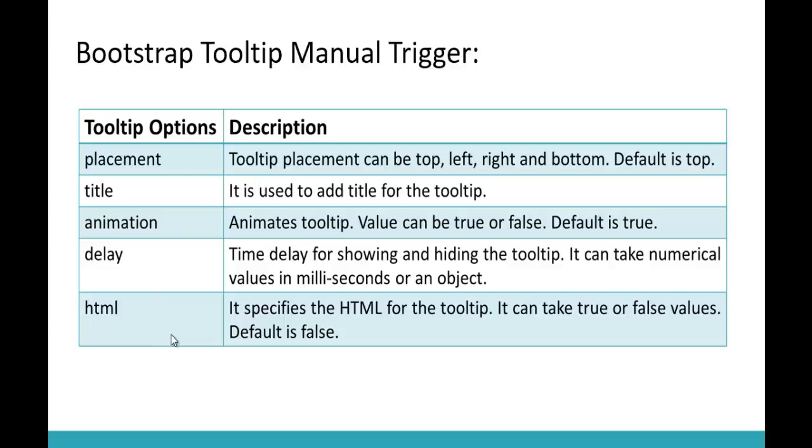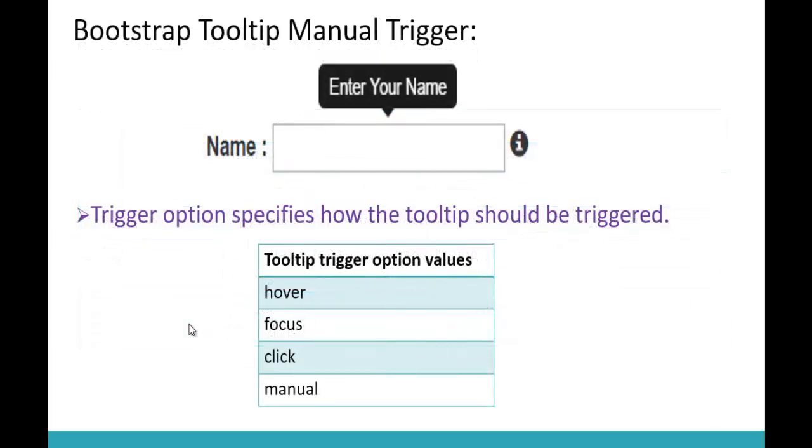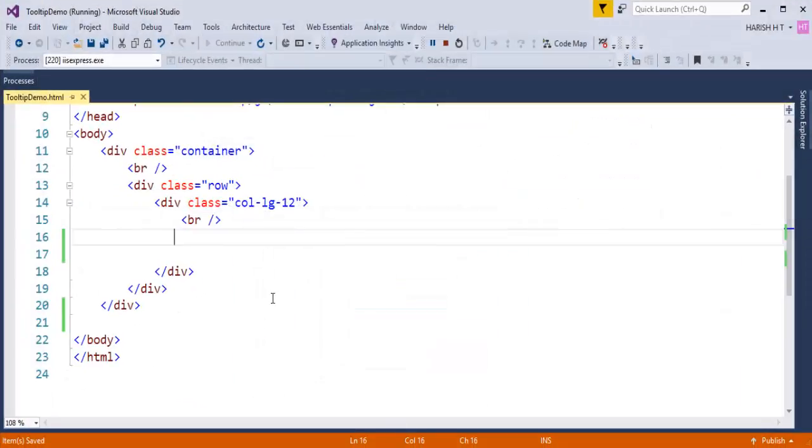But in this session we are going to learn another important option, that is the trigger option. What is this trigger option going to do? This trigger option specifies how the tooltip should be triggered. In the sense, it tells how the tooltip should appear, whether on hover, on focus, on click, or manually. So how to achieve this? In this session we are going to use this trigger option to do that work. So let me jump into Visual Studio and start coding for that.